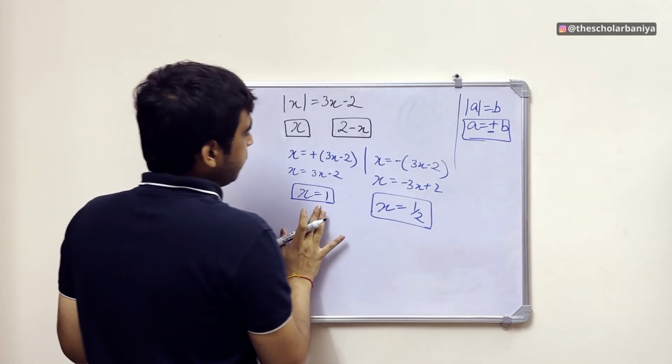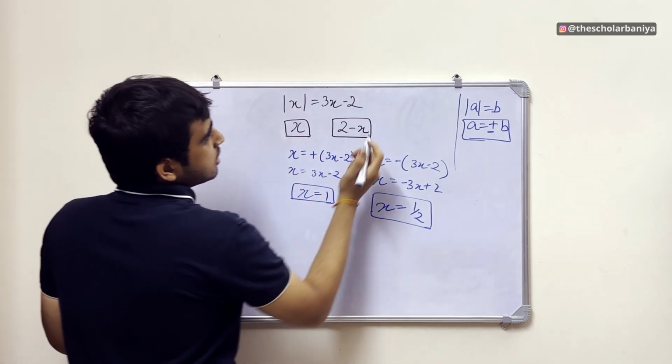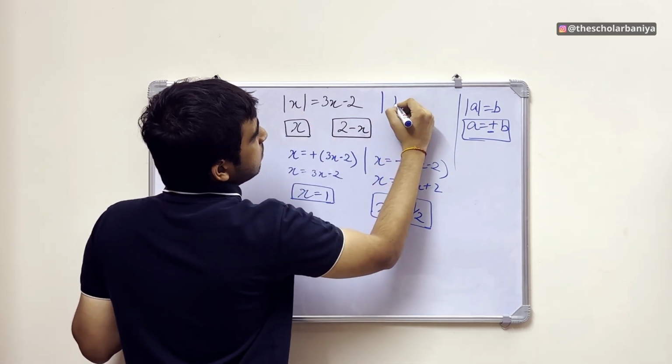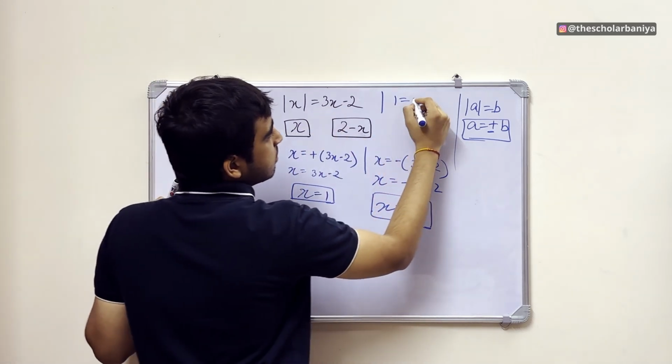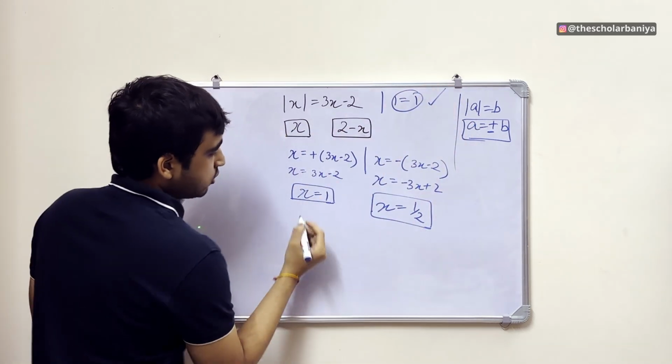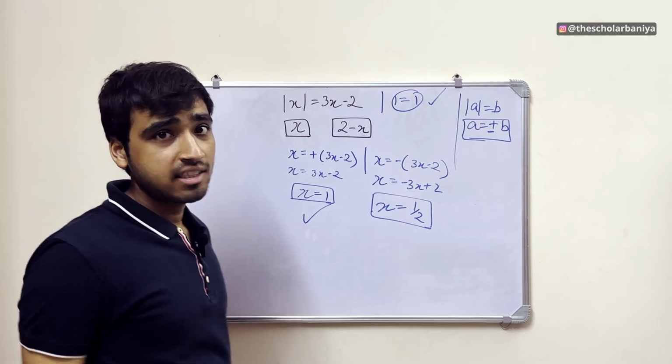So for example, if we take x is equal to 1, then mod 1 is equal to 1, and 3 times 1 is 3, minus 2 is 1. So this is right. So x equals 1 is a completely right solution.